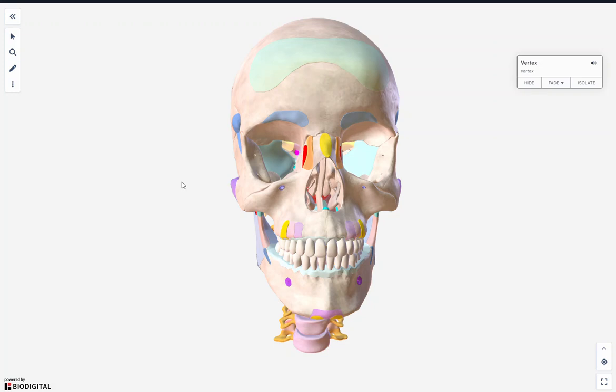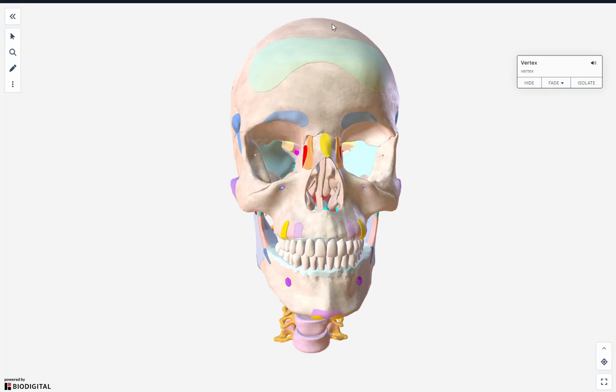Hello, in this video we're going to be looking at some of the landmarks of the skull. We use the landmarks of the skull in radiology to measure for central ray placement for different images of the skull, cranial bone, sinuses, mandible, all of those different structures.